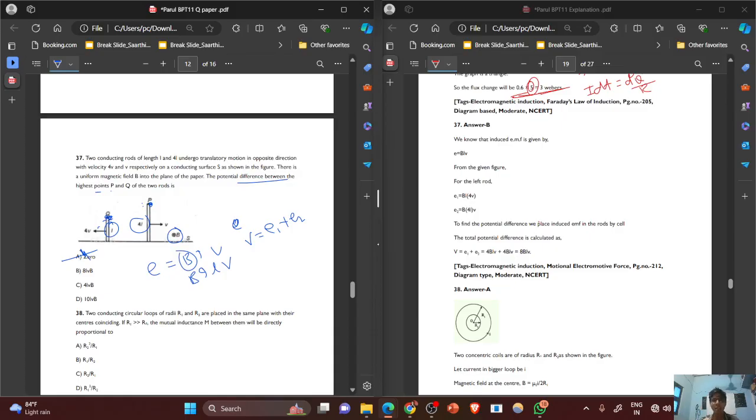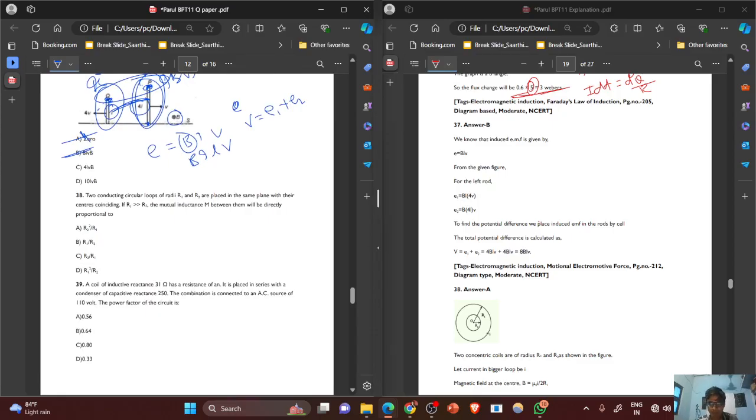People easily get confused by zero. So the correct option will be option B, that is 4BLV plus 4BLV. It is not asking about the potential difference across the same rod at two different endpoints. That's a different thing. It is asking about the two different rods. So the total potential difference will be added together, because for one rod it's 4BLV and for another it's 4BLV. For these two it will be 8BLV, but for one particular rod it's 4BLV. So you need to remember this.